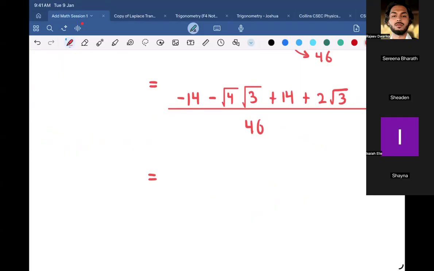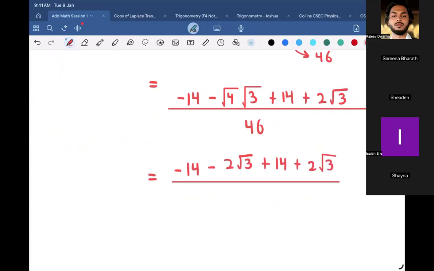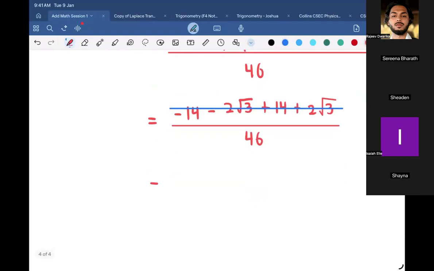If you look at this carefully, Shayna, what is minus root 4? That's just going to be minus 2. And what's going to happen on top? Do you see anything that could cancel off on top? Let's check it. Minus 2 and positive 2. We have minus 14 and plus 14. And we also have minus 2 root 3 and plus 2 root 3. So everything on top would cancel off. And so you just get 0 over 46, which is just 0. Right?